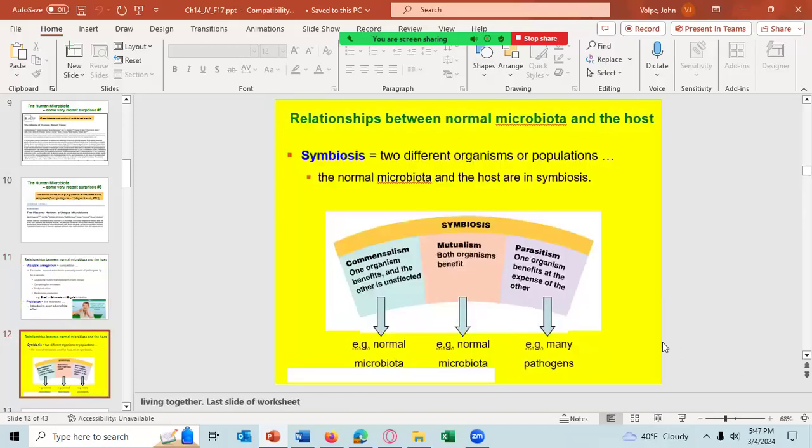All right. The normal microbiota establishes a relationship with the host, and because the two species are living together, we call it a symbiotic relationship. Symbiosis, all it means is two species living together. The normal microbiota forms a commensalistic or a mutualistic symbiotic relationship with the host. A commensalistic symbiotic relationship is where one organism benefits by living together with the other, and the second is not harmed.